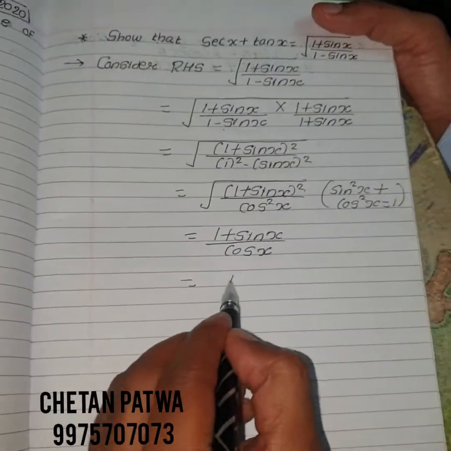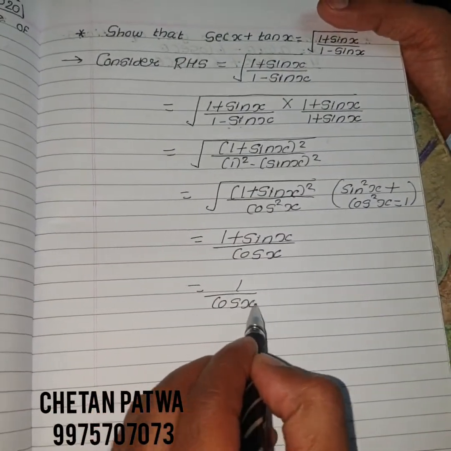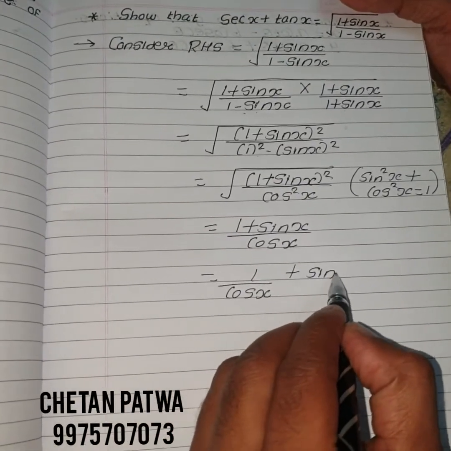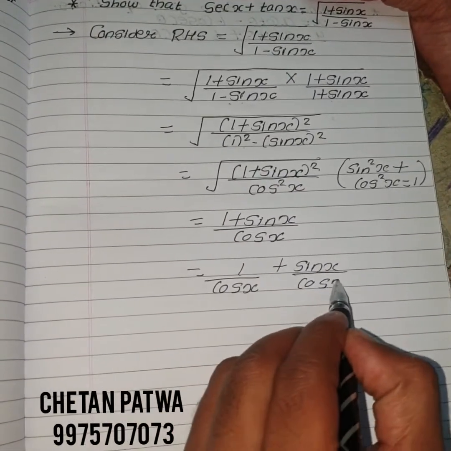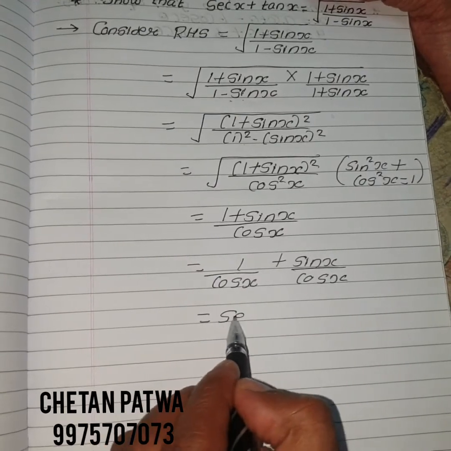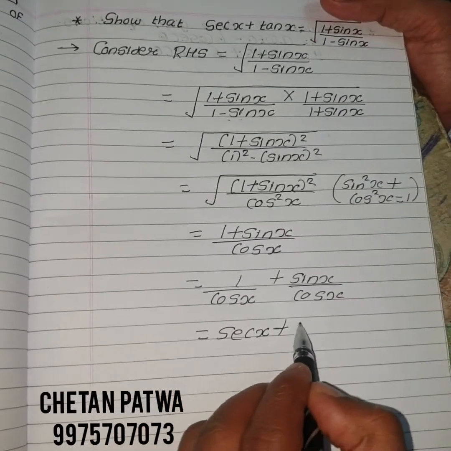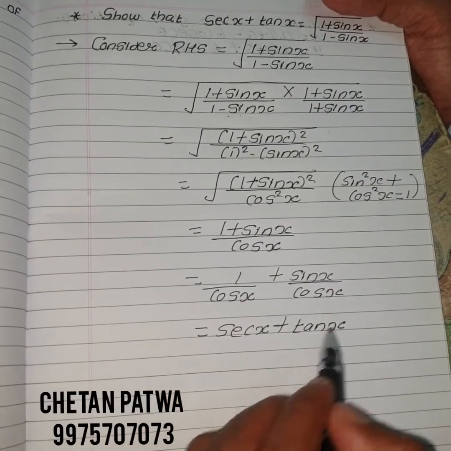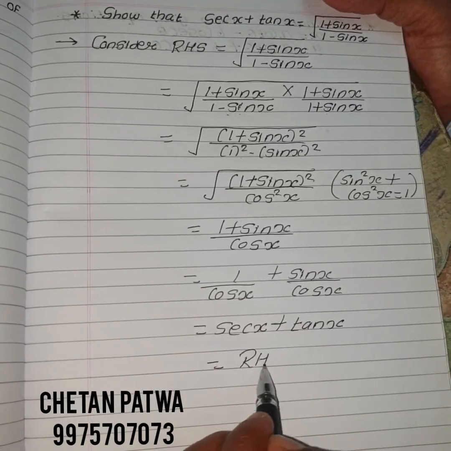Now just separate the denominator. 1 upon cos x plus sin x upon cos x. What is 1 upon cos x? Sec x. Sin x upon cos x? Tan x. So that is equal to the right hand side.